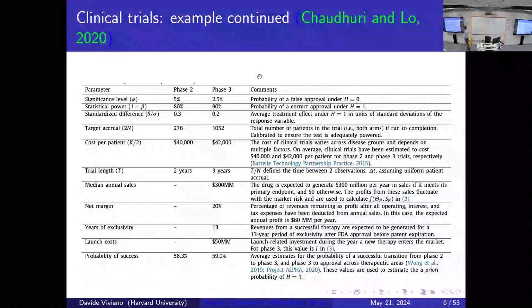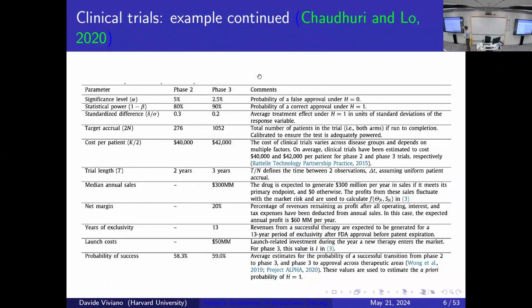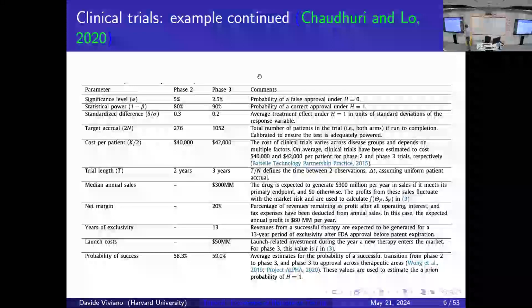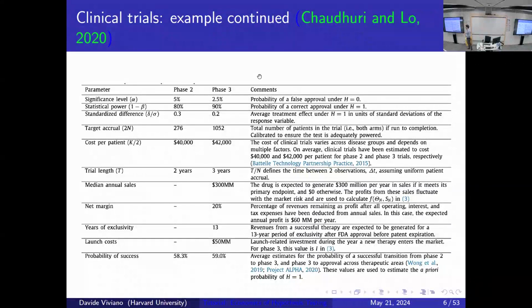for phase 3 trials. And then we can think about all sorts of costs that are also related to phase 3 trials. So there are costs, for instance, to recruit people in the experiment. There is also some time dimension. So, for instance, the trial may take up to 3 years.